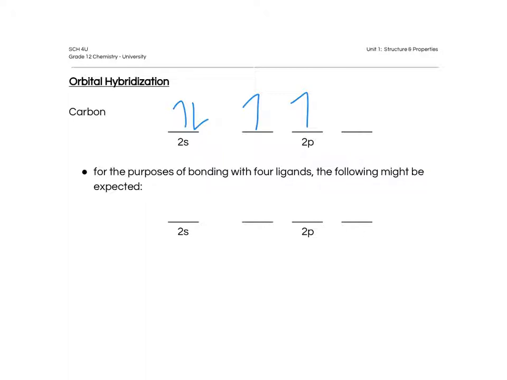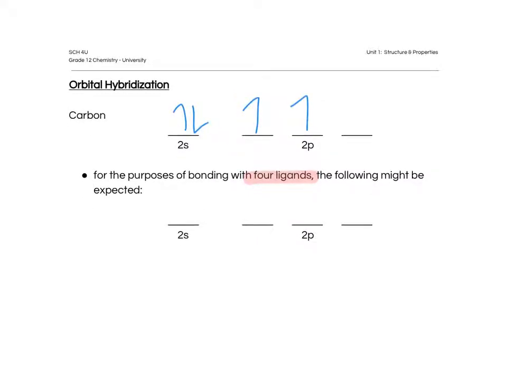But if we're talking about carbon making 4 bonds, which we know it does quite often, for the purpose of bonding with 4 ligands, we know that there need to be 4 bonding electrons, right? 4 unpaired electrons in order for bonding to happen. Right now we only see carbon having 2 unpaired electrons, so the most it could make would be 2 bonds. So one idea proposed in class today was, what if one of these 2s electrons was moved into the 2p? Let's take a look at that.